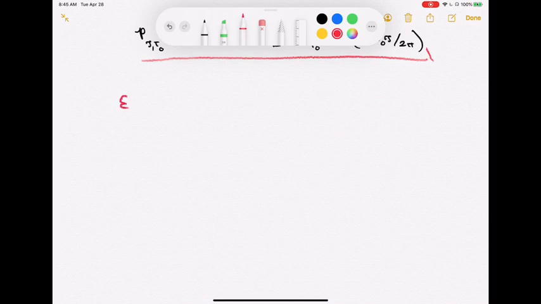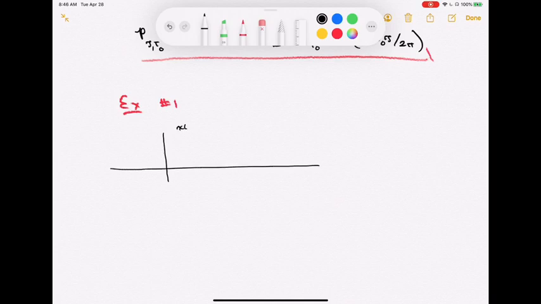So let's look at example number 1, the main example for this. We're going to take a look at a waveform that I'm going to draw a couple periods out on. Let's go ahead and see if we can do that. I'm going to call this signal x of t.